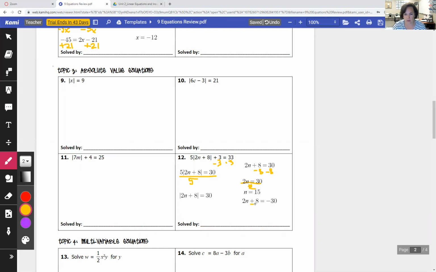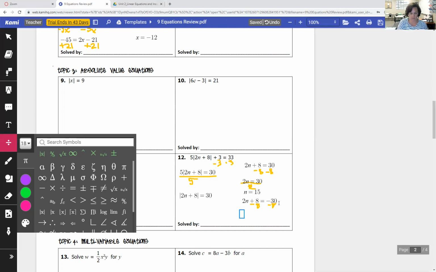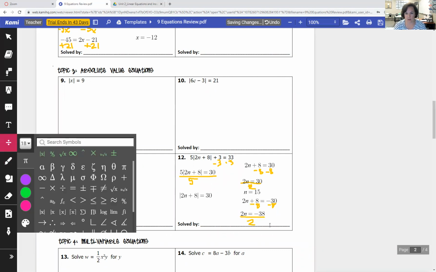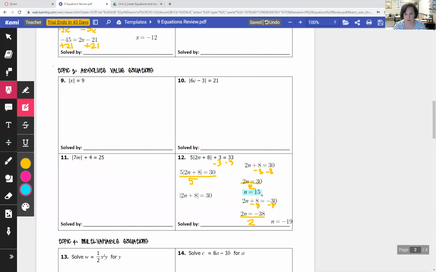Okay, so let's solve for our last one. We're going to subtract 8. So we have 2n equals negative 30 minus 8, which is negative 38. And we divide by 2 so that n equals negative 38 divided by 2, which is negative 19. So we have our answers right here, 2 answers with absolute value equations.